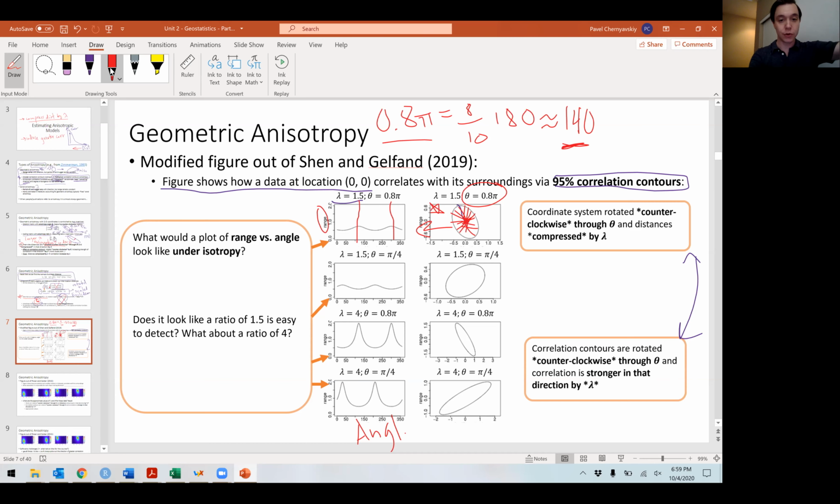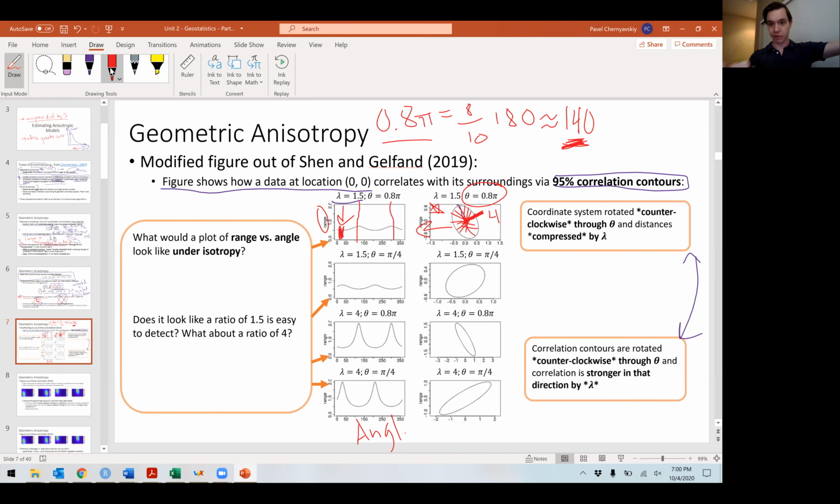So the range in the direction of 140 degrees is about 50% bigger than our smallest range, which is just whatever the direction is that's perpendicular, right there. Which would be 180 degrees minus 140, which would be 40 degrees. Which corresponds, of course, to the spot on this graph.